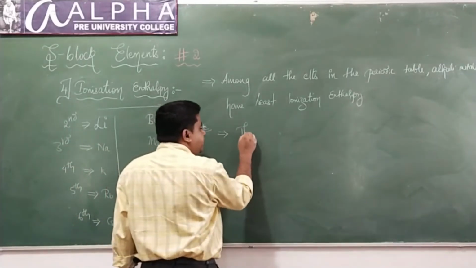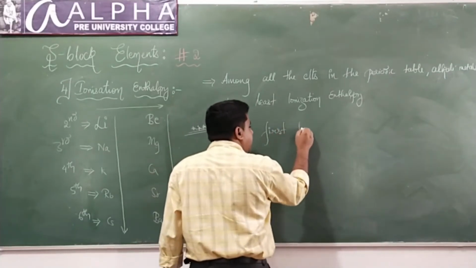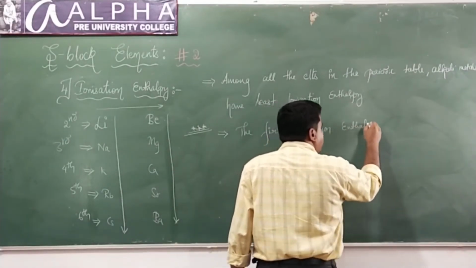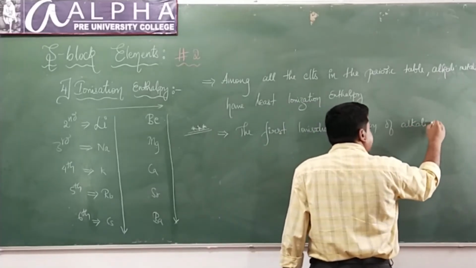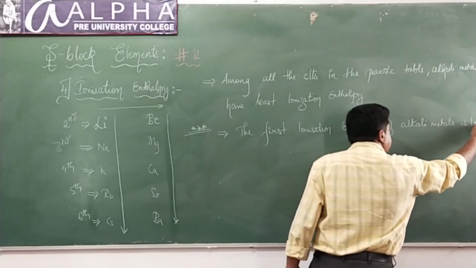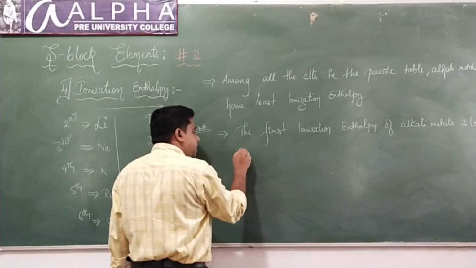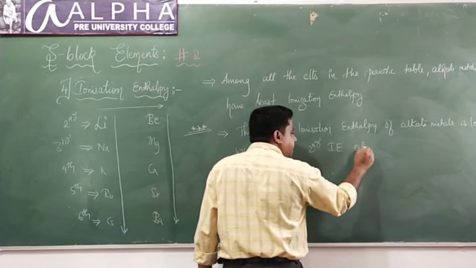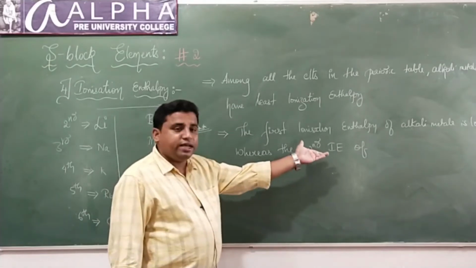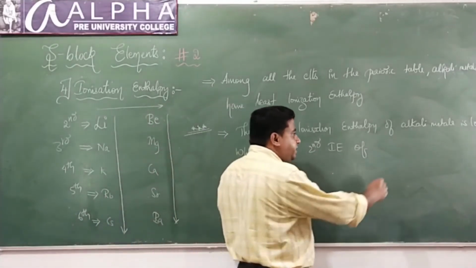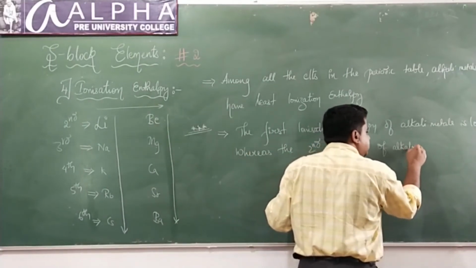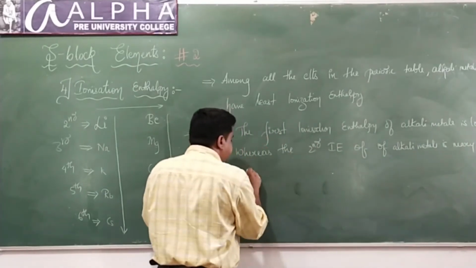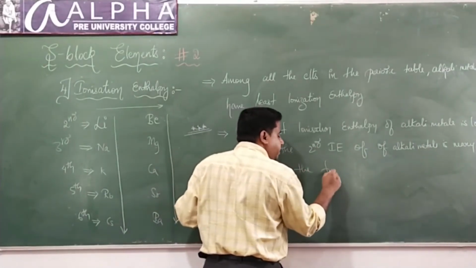See this. The first ionization enthalpy of alkali metals is low, whereas the second ionization enthalpy of alkali metals is nearly 10 times the first ionization enthalpy. Please note that IE means ionization enthalpy.